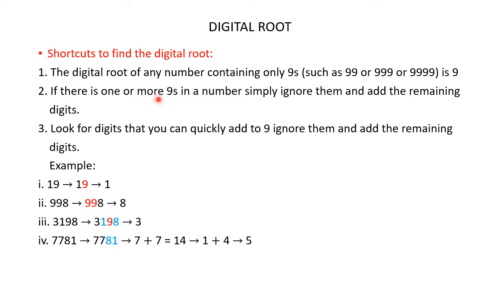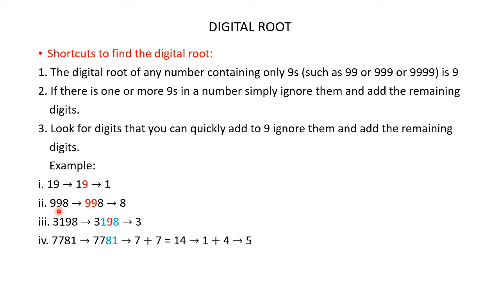If there is one or more nines in a number, simply ignore them and add the remaining digits. Also, look out for digits that you can quickly add to 9. Ignore those digits and add the remaining digits. For example, look at the number 19. The number 19 has a 9 in it. So you can ignore this 9. You're left with 1. So 1 is the digital root of 19.